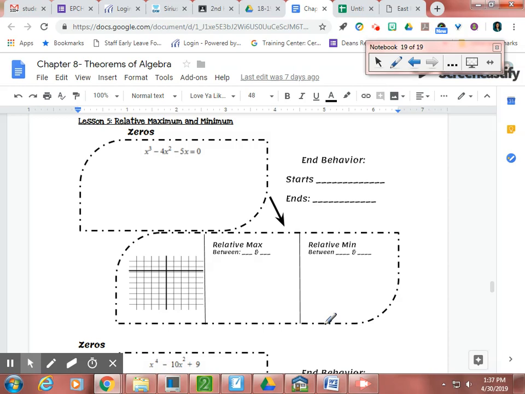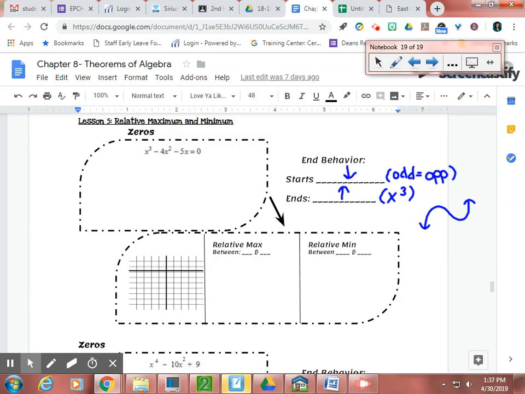Because it's positive x to the third, we know it's going to end positive. And because it's odd, odds do the opposite, which means it's going to start negative. So a rough sketch of what that looks like would be something like that. We know that it's going to turn twice, so we're going to be able to find those points in the middle of that.